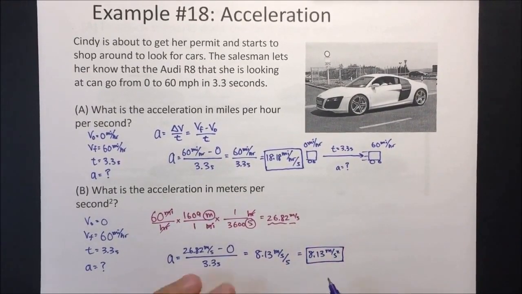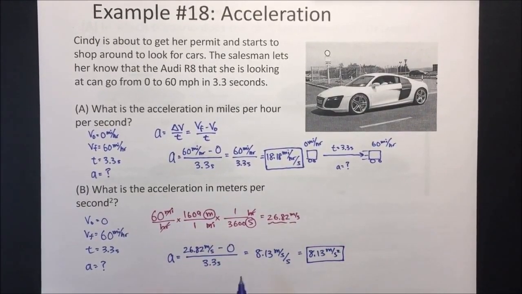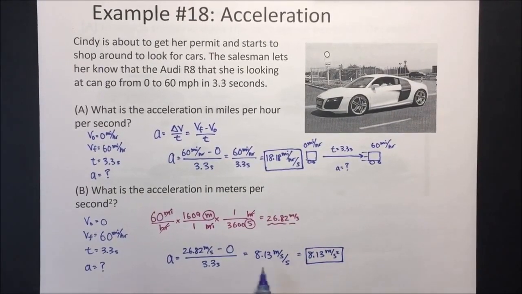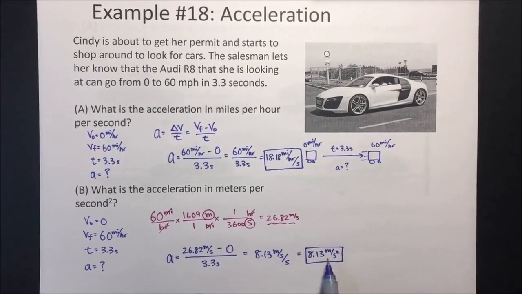And important, what this is saying is every second it's getting faster by 8.13 meters per second. So every second it's getting this much faster. And you're going to see this unit a lot, so make sure you understand it.